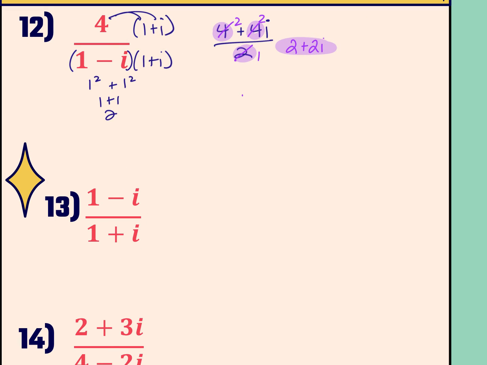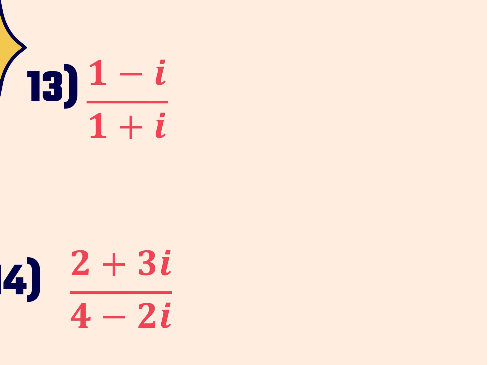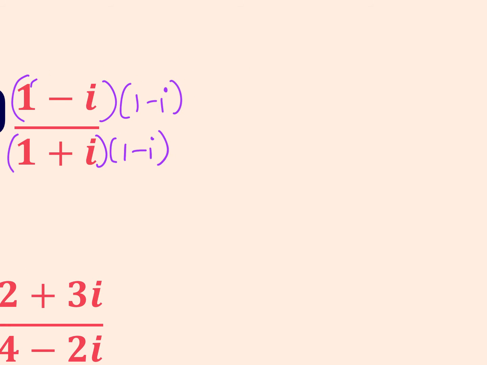Number 13, my denominator is 1 plus i, so I multiply times 1 minus i. FOIL out my numerator. 1 times 1 is 1. 1 times negative i, negative i. Negative i times 1, negative i again. Negative i times negative i is a positive i squared.